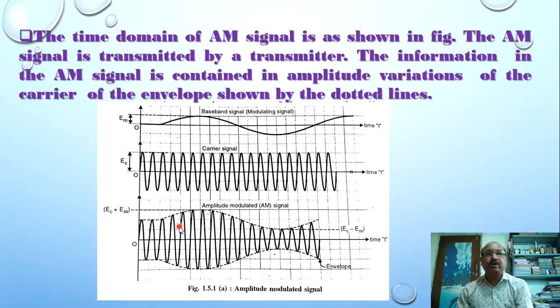Variation of the amplitude of that carrier signal: the baseband signal will be placed on that carrier, so the amplitude will change. The peak amplitude of the envelope is EC plus EM, and the minimum amplitude of the envelope is EC minus EM. So we can calculate the percentage of modulation from that waveform. That is the modulation index in amplitude modulation, which we can discuss in the unit. So this is called amplitude modulation.